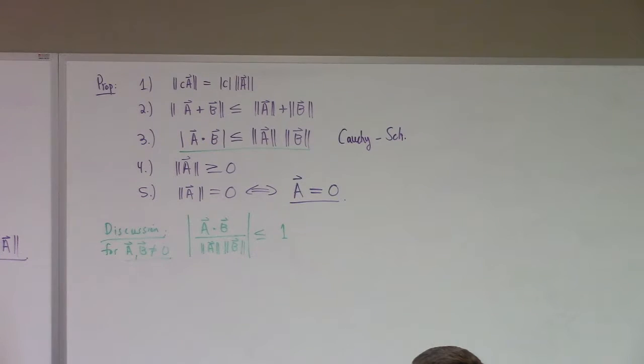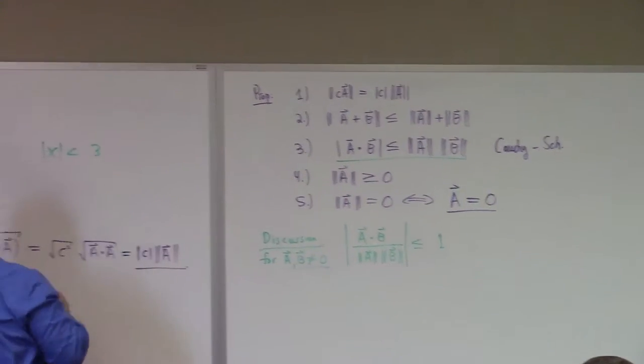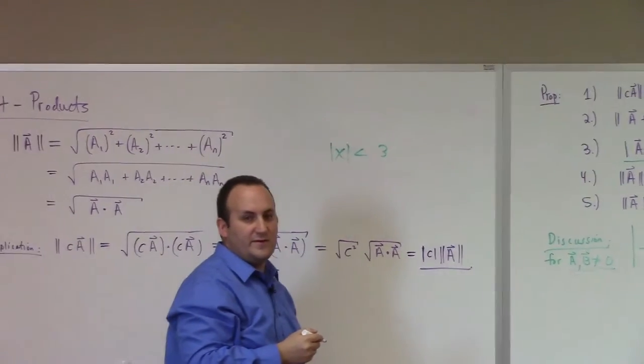Do you guys remember how to work with absolute values? What does it mean if I have absolute value of x less than 3? What's that say if I unfoil it? I mean, if I unwrap it as 2 inequalities, what is it?